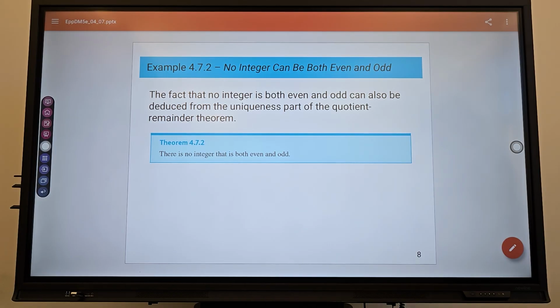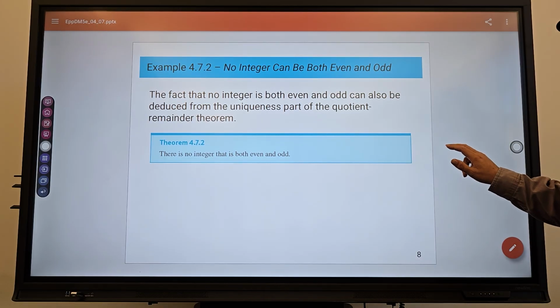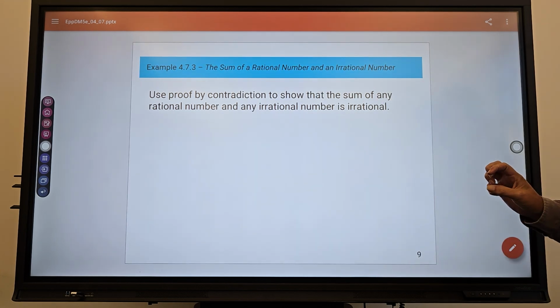The fact that no integer is both even and odd can also be deduced from the uniqueness part of the quotient remainder theorem. So theorem 4.7.2 is there is no integer that is both even and odd. One or the other, like true or false. Use proof by contradiction to show that the sum of any rational number and any irrational number is irrational.